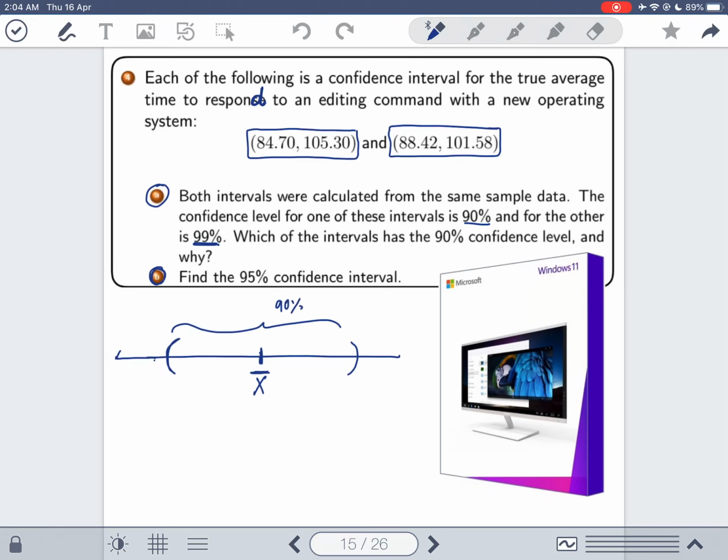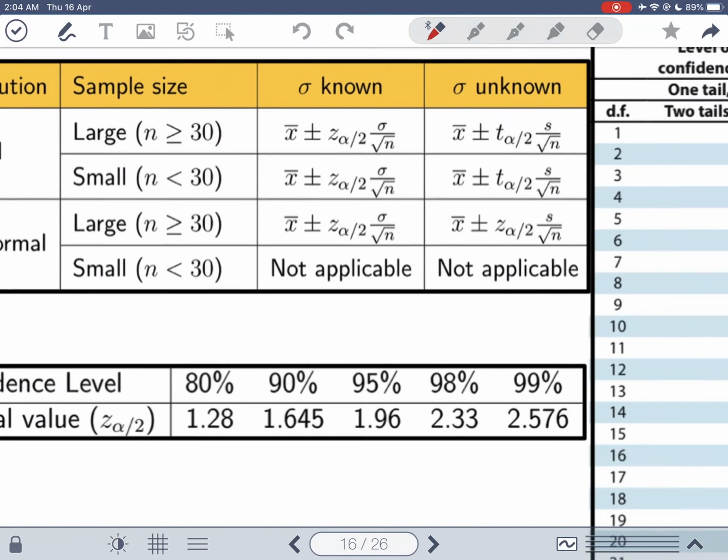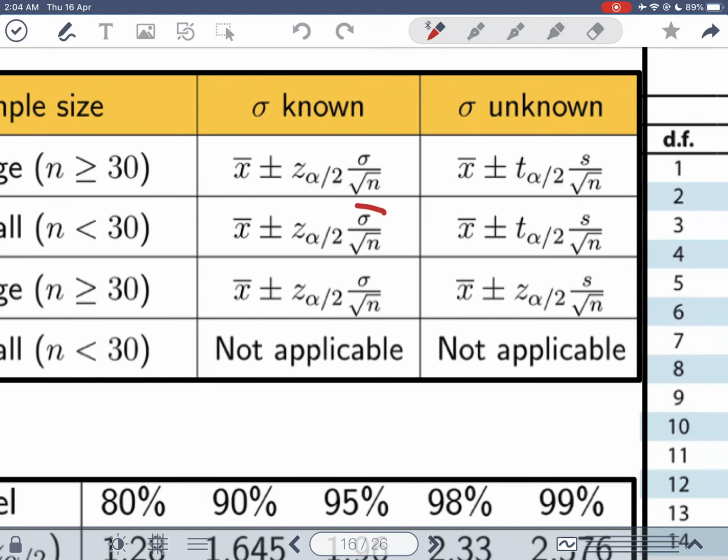Now, if you want to be 99% confident, you will get a bigger interval around the sample mean. This is very simple to see. It's because the margin of error for 99% confidence will be bigger than the margin of error for 90% confidence. And why is that? You can see here the margin of error. You remember this was the margin of error? Actually, you can take any of them.